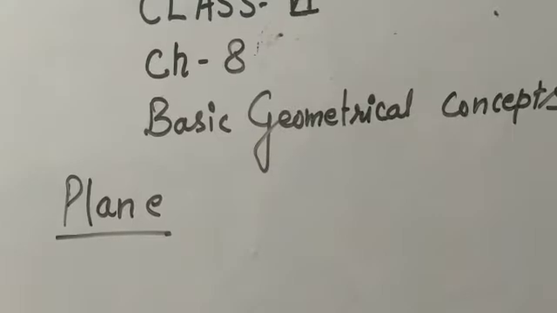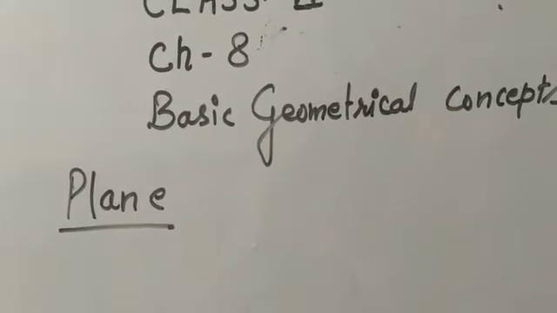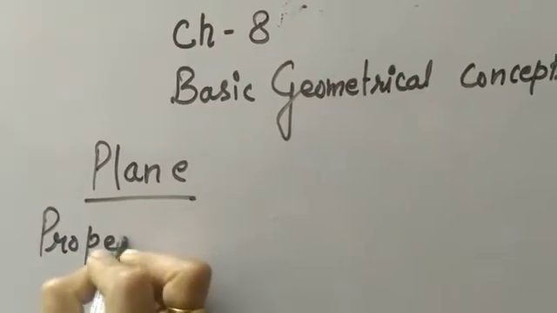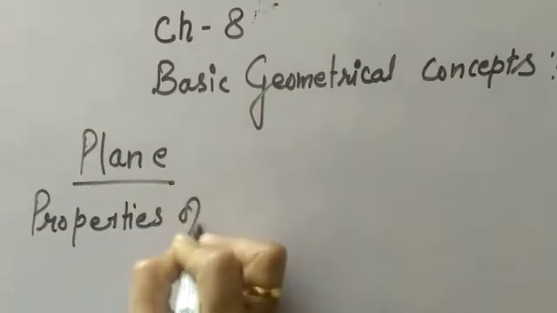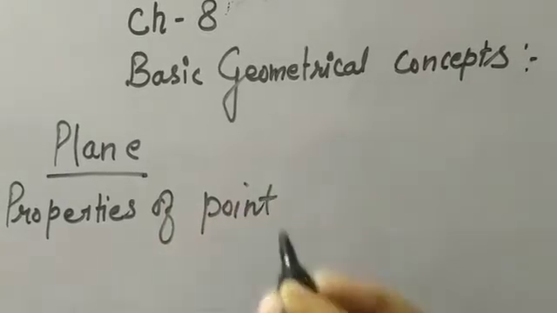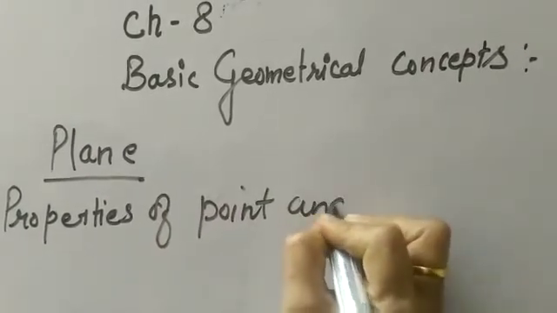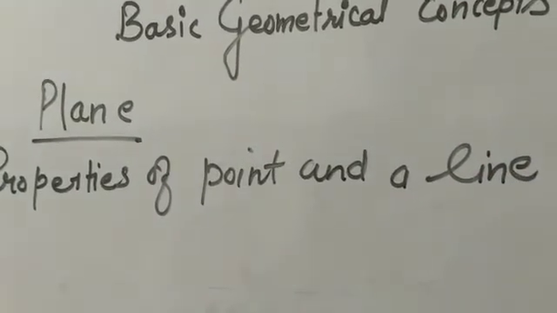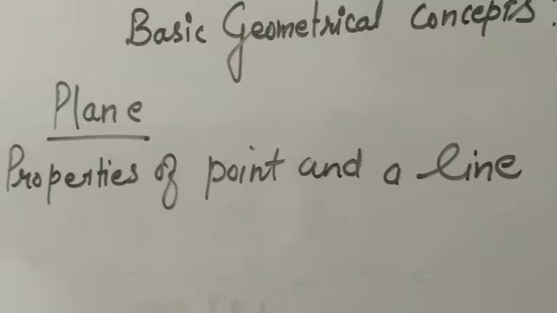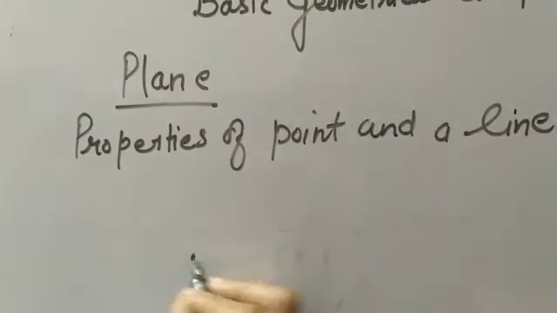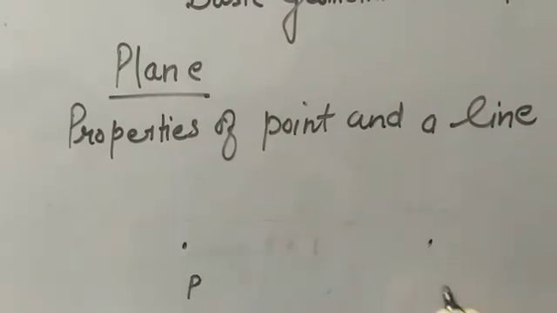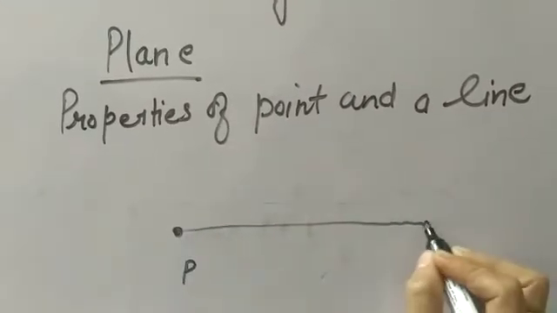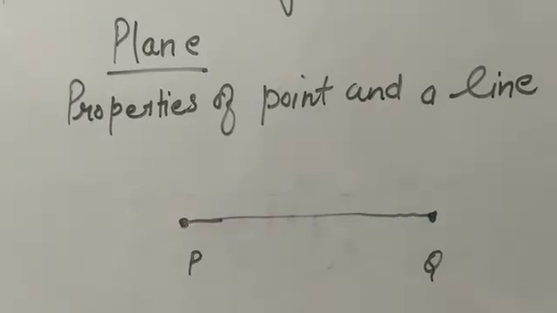Okay. So, properties of point and a line. What are the properties of point and a line? Suppose we have 2 points. These are points P and Q. Join this. If 2 points are given, we can draw only one line.